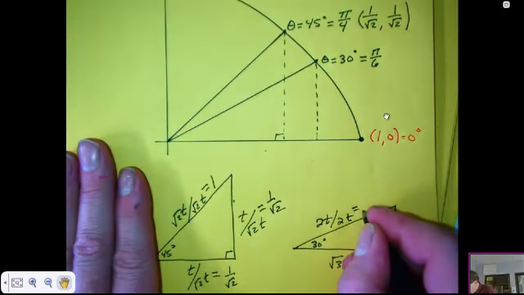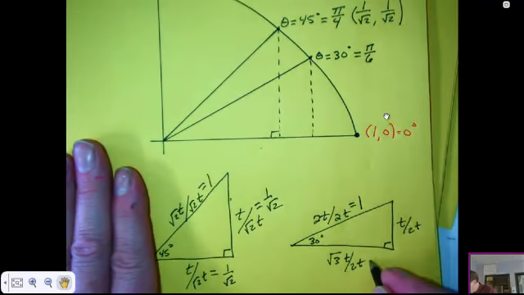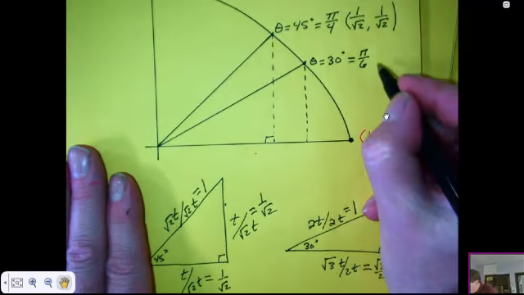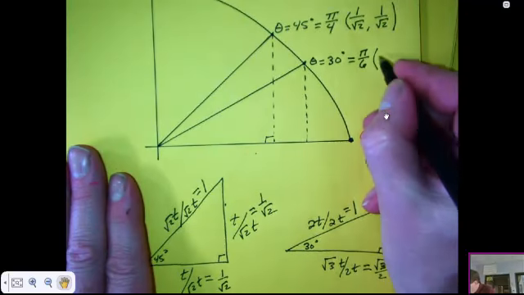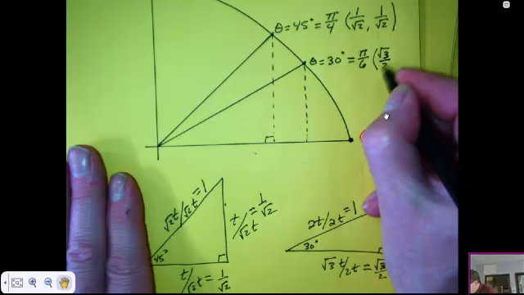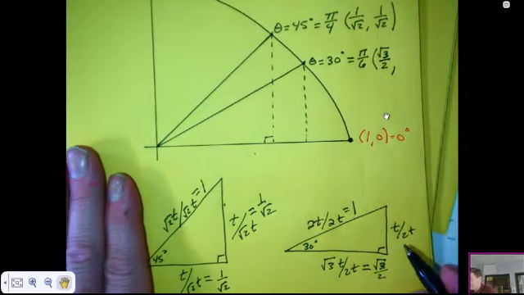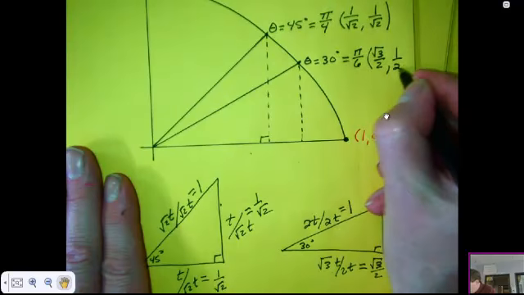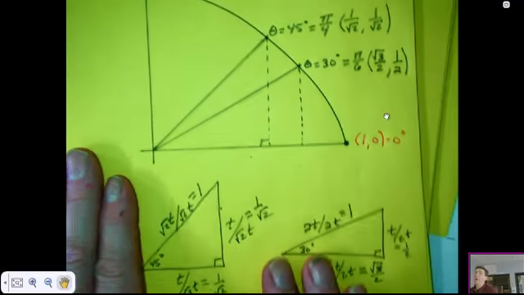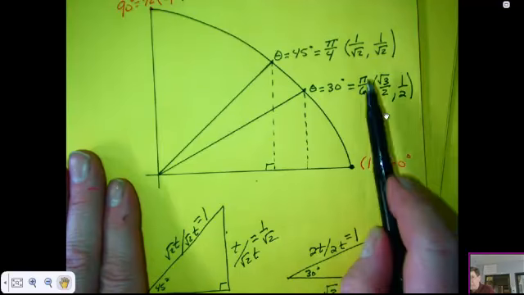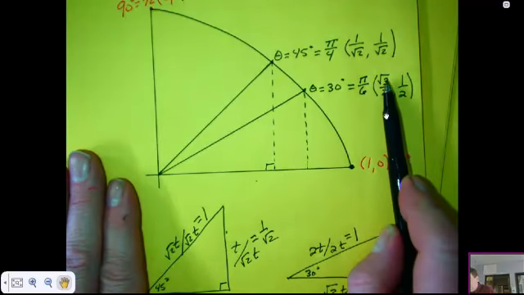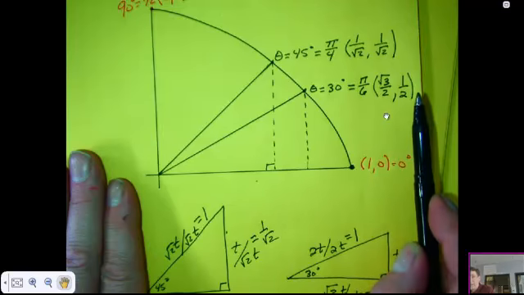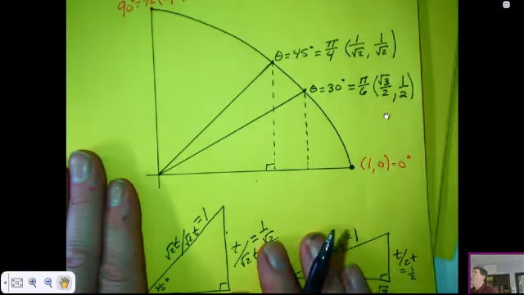So that means that my hypotenuse is 1. What's the x coordinate going to be? Root 3 over 2. Yeah, the t's cancel out. So the x coordinate here is root 3 over 2. What's the y coordinate? A half. So now we know that the cosine of pi over 6 or 30 degrees is root 3 over 2. The sine is a half.